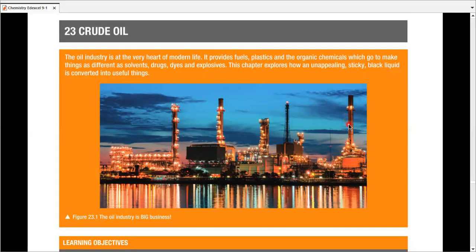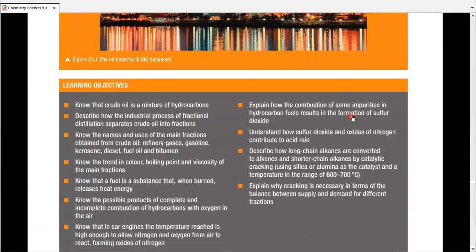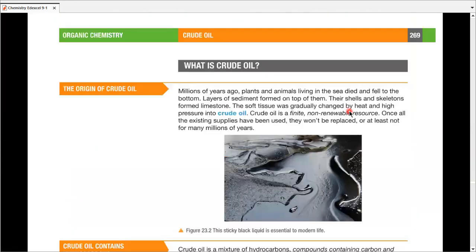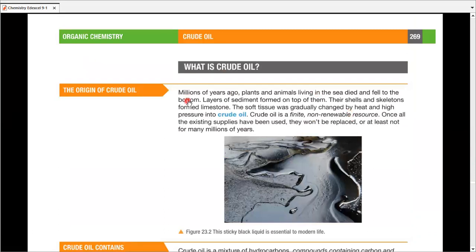All right, the next chapter is about crude oil. Since most of the organic compounds come from the same source, which is crude oil, we are going to learn about this industry, what crude oil is, and how we take our products out of it. So to begin with, the crude oil. What is crude oil? Let's start with its origin.